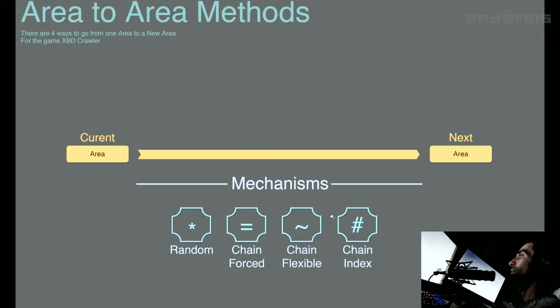And these are actually the new additions. We had only one, now we have 3 more mechanisms of deciding how we go to the next area and how we decide that. So we have the random way, which is a special random way, chain force, chain flexible, chain index. Today I will show you 2 of these, more or less how they work, and let's go.